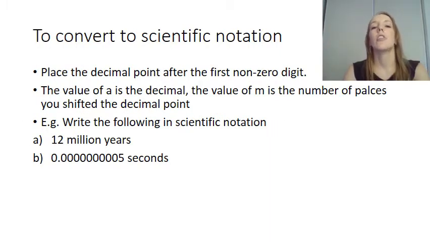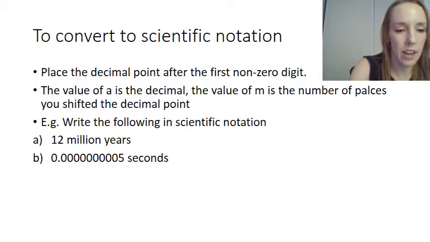So how do we actually convert to scientific notation? First you have to place the decimal point after the first non-zero digit. The value of A is the decimal. The value of m is the number of places that you shifted the decimal point. So for example, we'll look at A first.